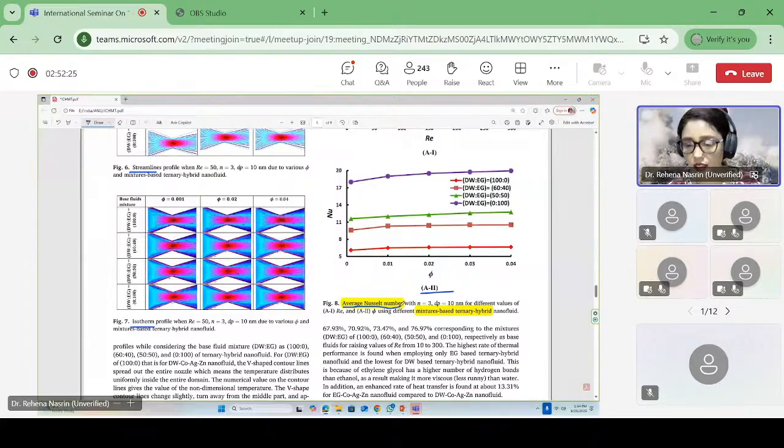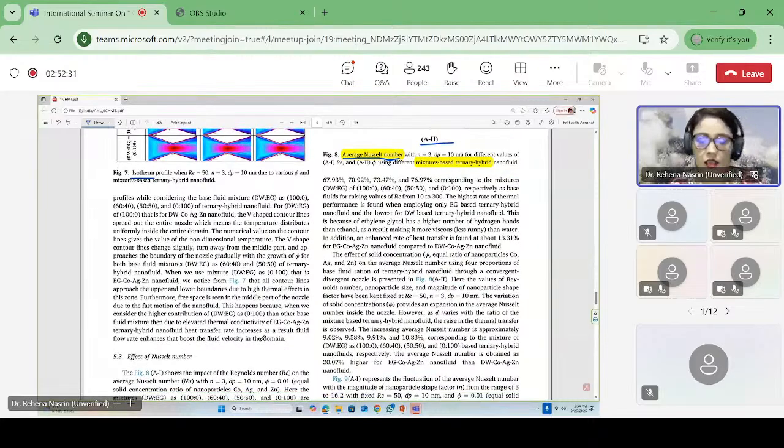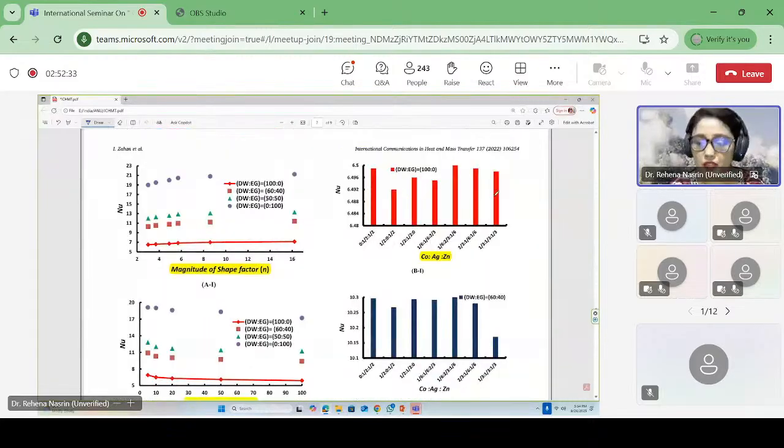We show the average Nusselt number here, and there are also a few bar charts for different combinations of the three nanoparticles. Which combination is more effective? We can see that the combination of 1/6, 2/3, 1/6 of these nanoparticles is more effective for getting a higher heat transfer rate.